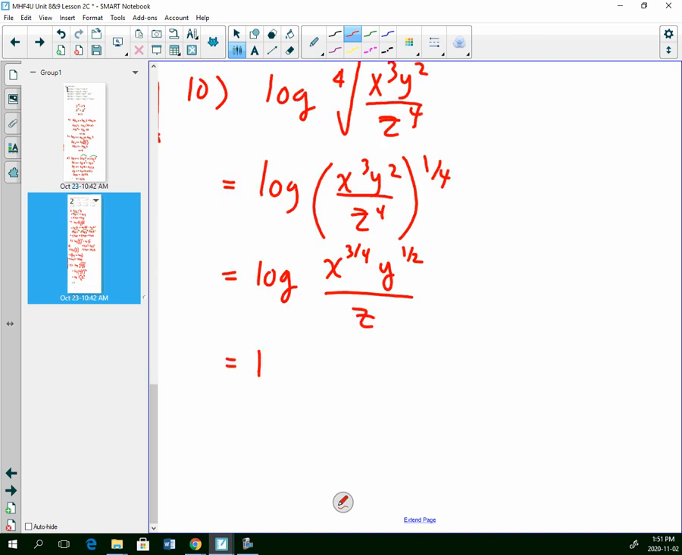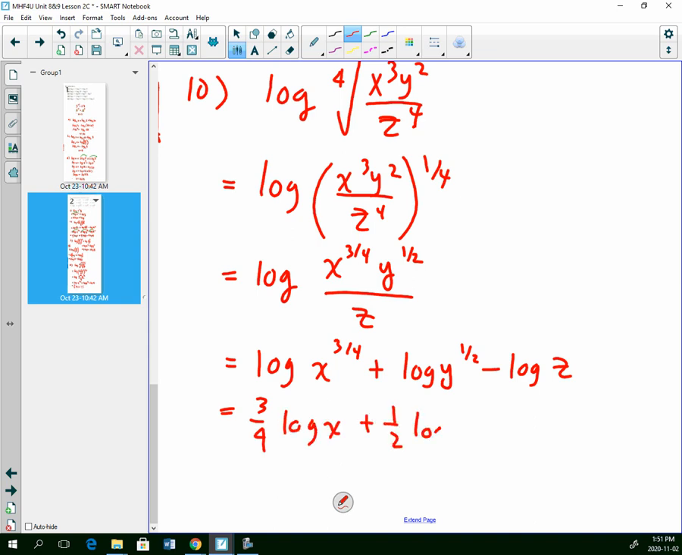Once I've done that, I will separate multiplication to addition and division to subtraction. And then the final step is to bring down those powers. There we go, easy peasy.